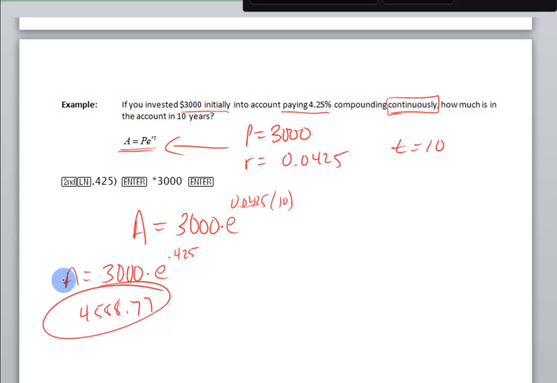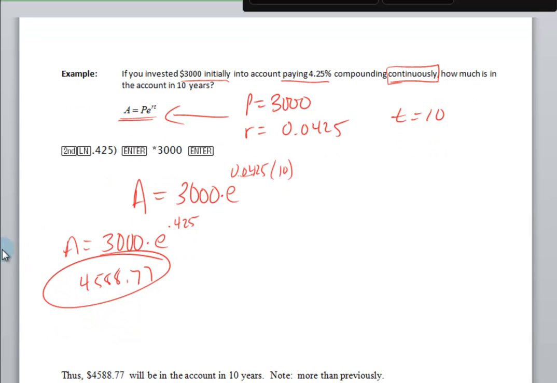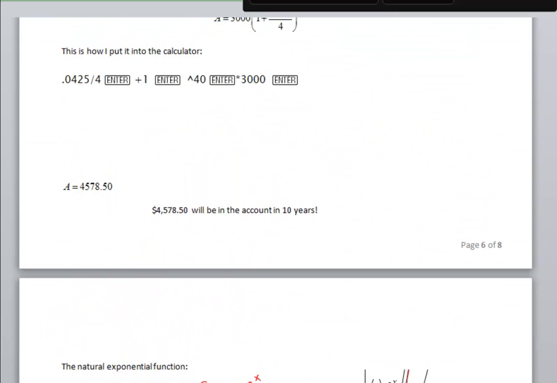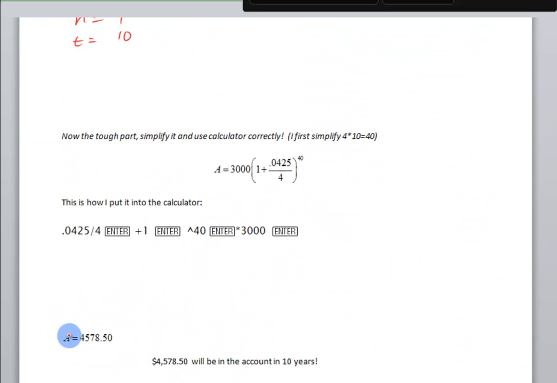4,588.77. Now you'll notice that that's actually more than the other one, right? Because if you compound your interest more, that means you're getting interest all the time, you're getting money and it's compounding on itself, you're going to make more in the long run. So for you as a saving, it's better to compound your interest more, but if you're paying a loan, you want to compound your interest less. Hopefully that helps. You just got to use the right formula in the right situation.